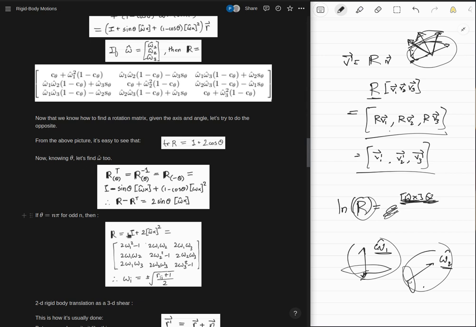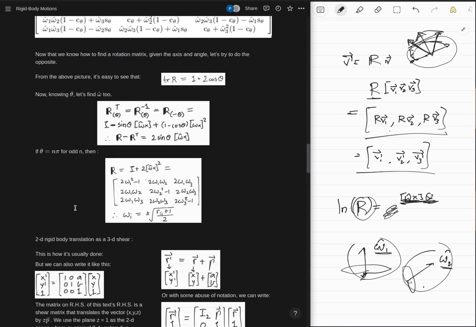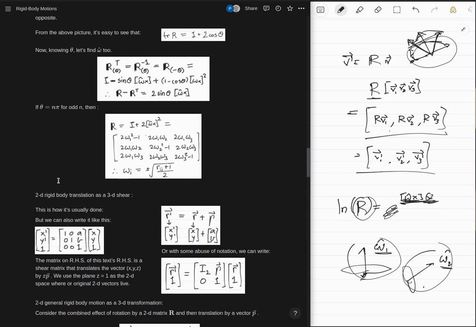So theta equal to n pi, it's this thing. It's almost the negative identity matrix, but not quite, because you have these terms 2 omega 1 squared, 2 omega 1 omega 2, and so on. If these were 0, then it would be the negative identity matrix, but no, there's some extra stuff over there. So yeah. Okay, so now we covered all the cases for how to get omega and theta given the rotation matrix. Let's go to the next part.